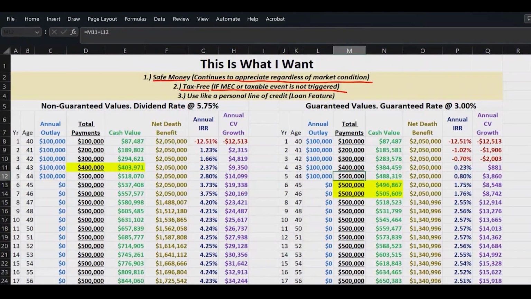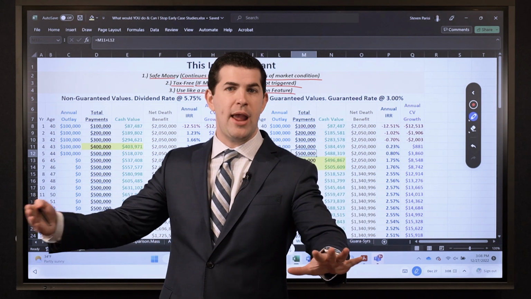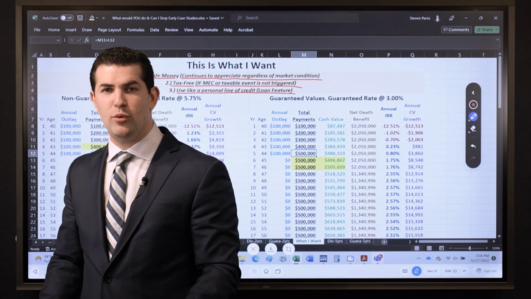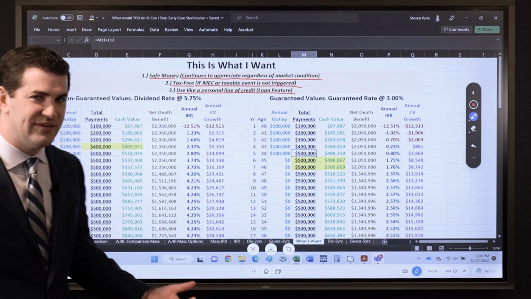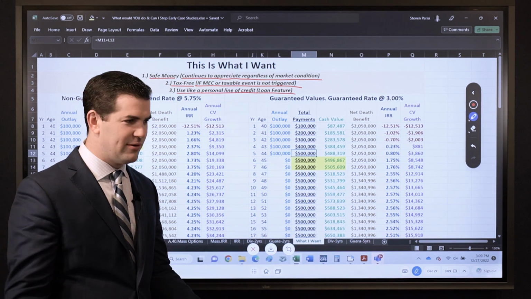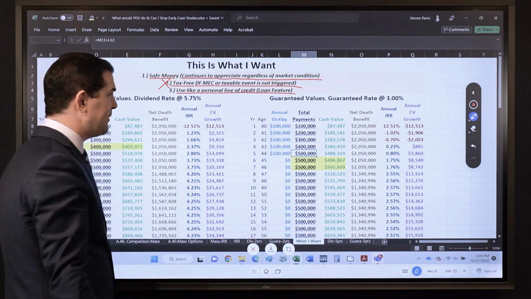And then number 3, with respect to the loan feature, we can use the policy like a personal line of credit, meaning I can access direct policy loans from the insurance company, or I can elect to assign my cash value as collateral to a bank or third-party lender and attain a line of credit from them, which has its advantages and disadvantages, like anything. I just want to know the rules of the game and then stay in bounds. I don't want to break any rules and trigger a taxable event or some other type of issue.